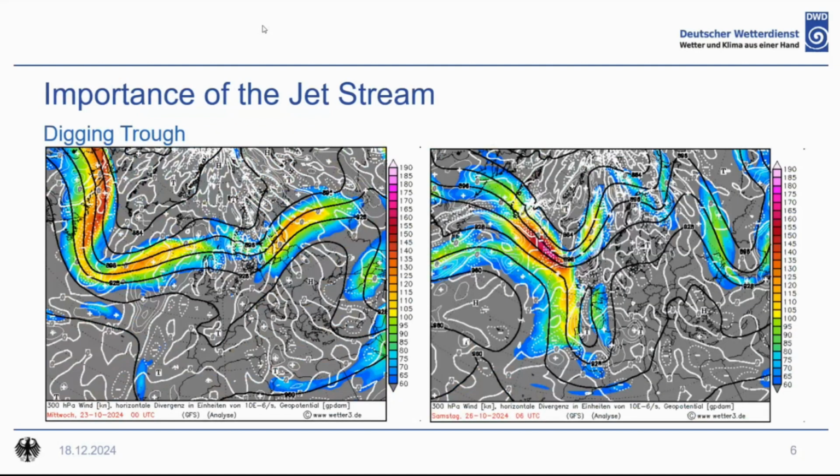Also, the jet stream is of quite a significance. Quite often, the amplification process is supported by a jet streak, which is embedded on the backside, the upstream side of the trough. And this constellation is called a digging trough.